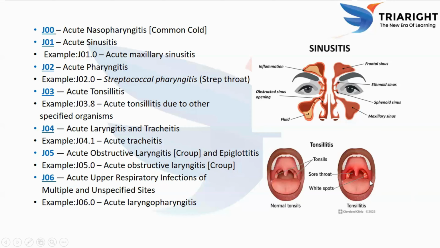So what does this do? They cause sore throat, fever, and difficulty swallowing. So tonsillitis is an infection of the tonsils causing redness, swelling, and throat pain. So this is about the J06 code.